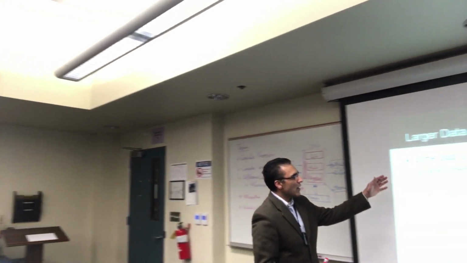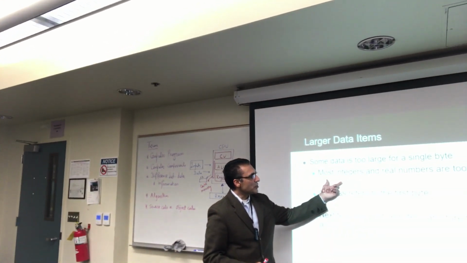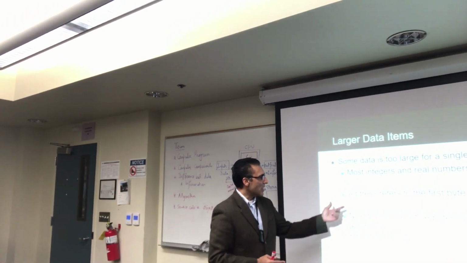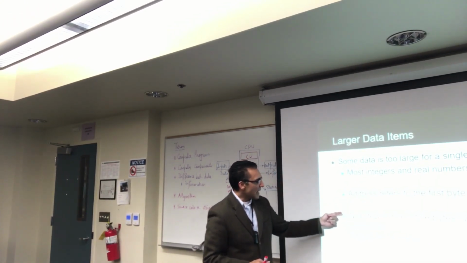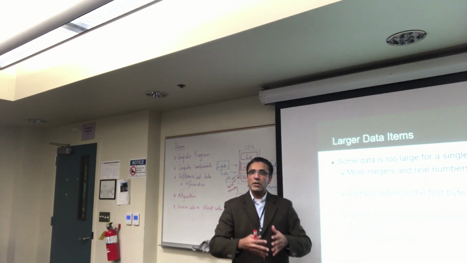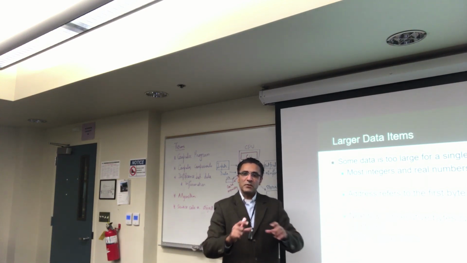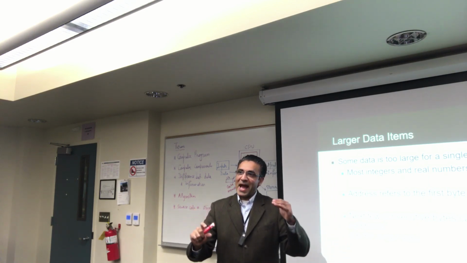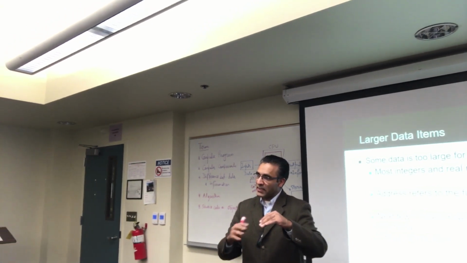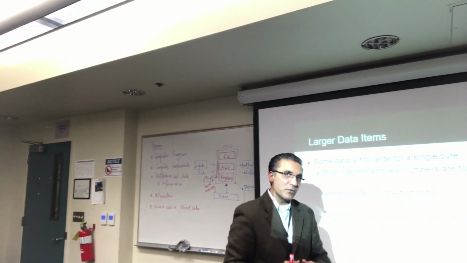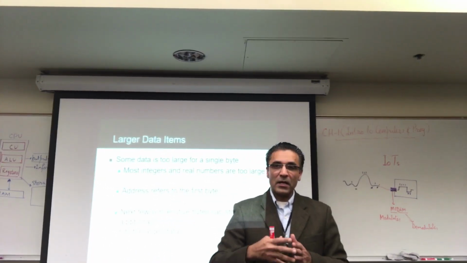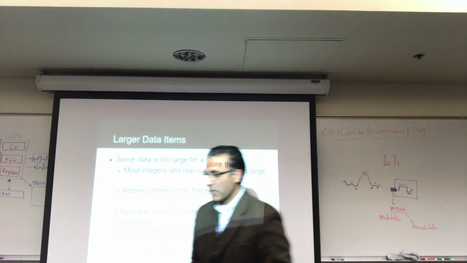So some data is too large for a single byte. Most integer and real numbers are too large. So if you have a very large number, what do you do? The address refers to the first byte, and the next few consecutive bytes can store additional data. So you can point towards the address, and C++ allows you to do that. I'm going to show you that you can see the addresses of each byte, the addresses of your variables, and then the rest of the data can be stored consecutively.